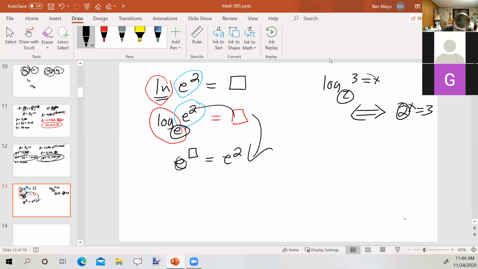There's too many e's and I got confused. Yes, I got it. This problem isn't too easy. Okay, so the box equals 2. So the natural log of e to the second power is 2. All right. We good to go on?